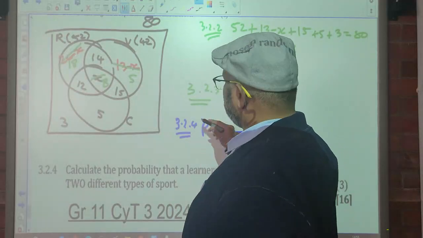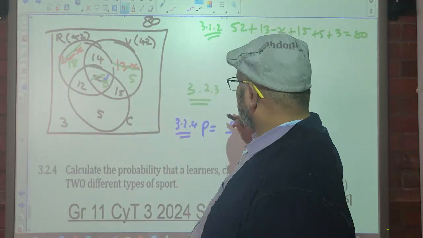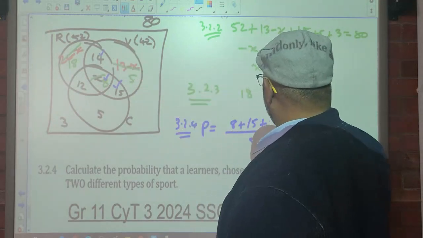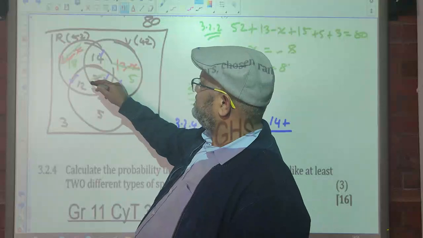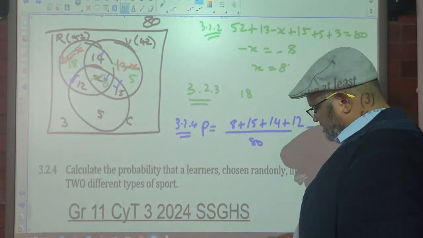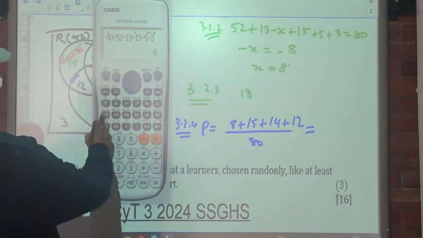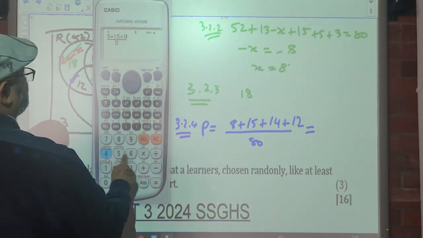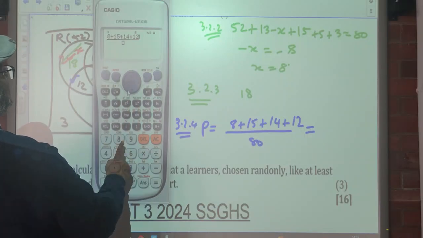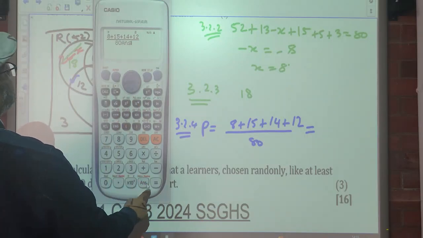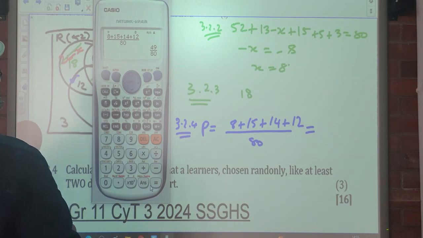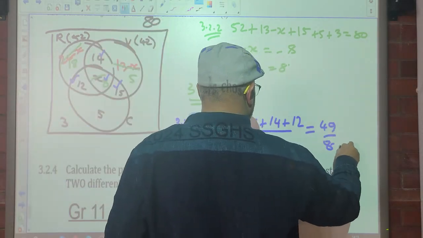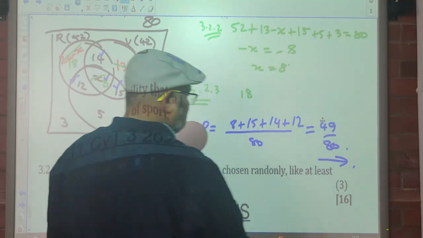So it's going to be 8 plus 15 plus 14 plus 12, all over 80. That gives us 49 over 80. Okay.